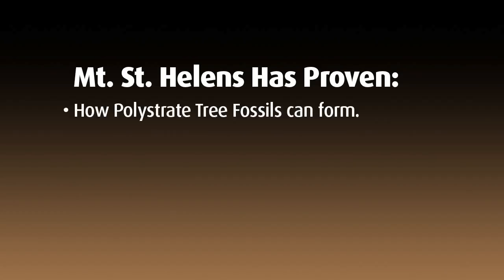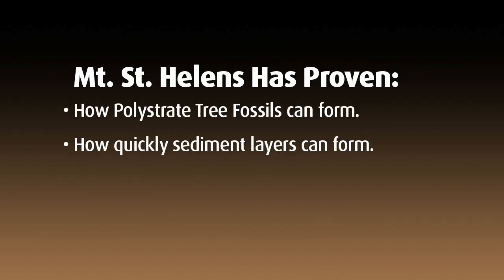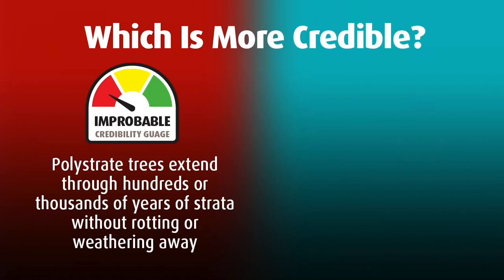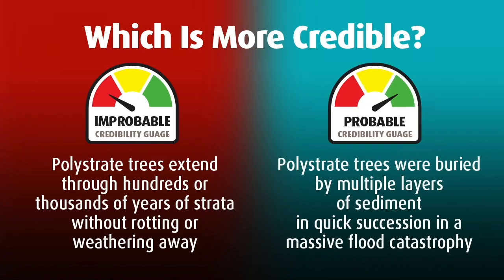Mount St. Helens has proven how polystrate trees can form, how quickly sediment layers can form, that sediments do not take hundreds or thousands and certainly not millions of years to form. Which one is more credible? Polystrate trees extend through hundreds or thousands of years of strata without rotting or weathering away. I'm sorry, that's just not a very plausible idea. Or polystrate trees were buried by multiple layers of sediment in quick succession in a massive flood catastrophe.